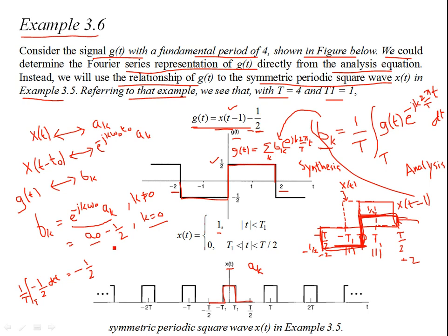So you see, all we did is, we know that x(t) has a Fourier coefficient of a_k. So x(t minus t naught) will have the Fourier coefficient of e to the minus j k omega naught t naught, which we derived in the Fourier series property. And for x(t-1), this simply becomes e to the minus j k omega naught a_k. That's it.